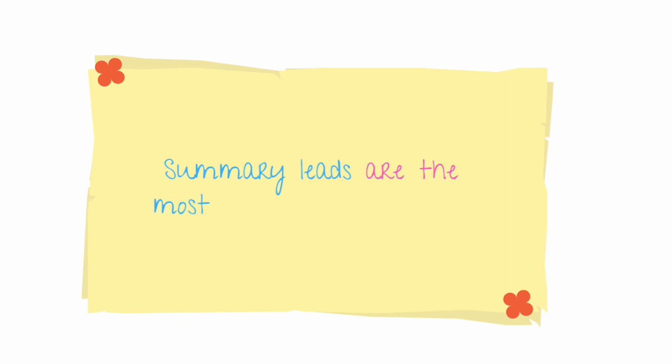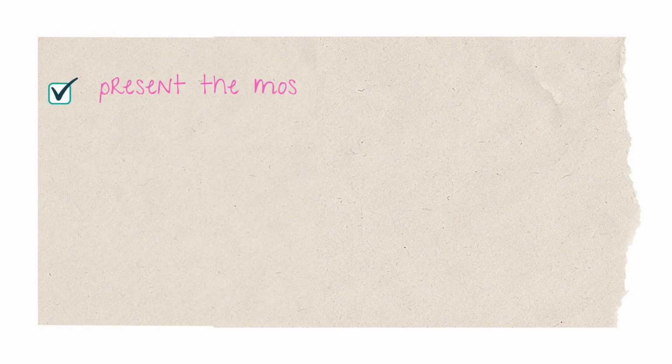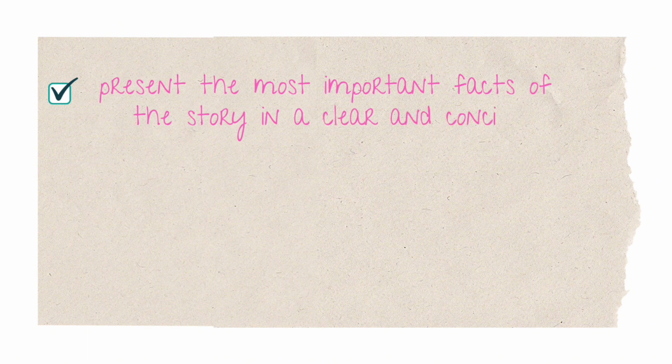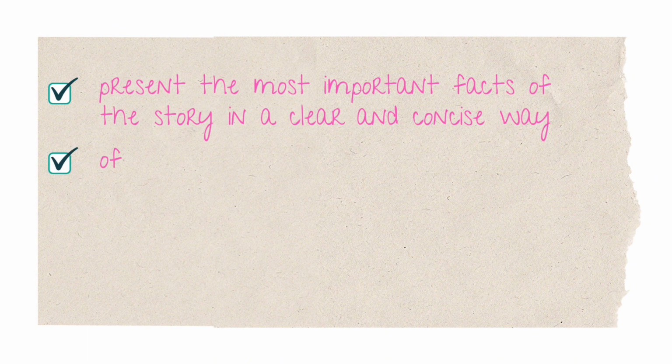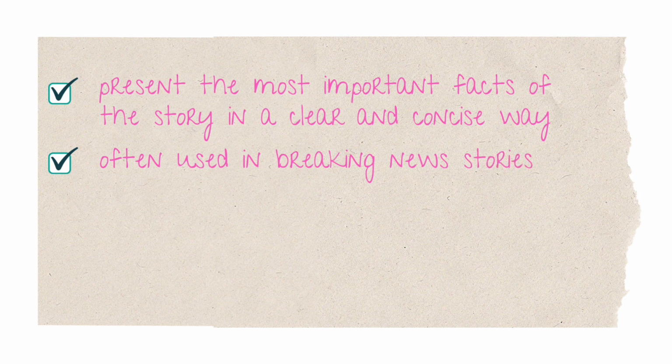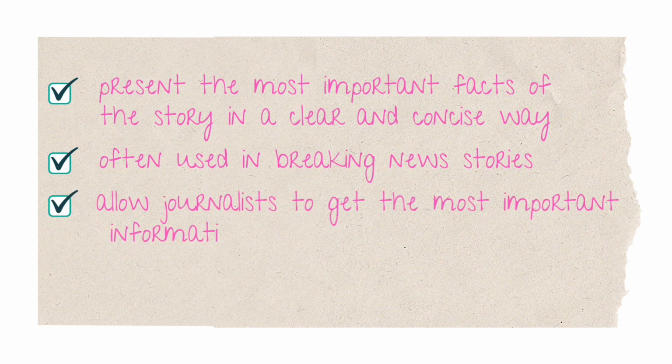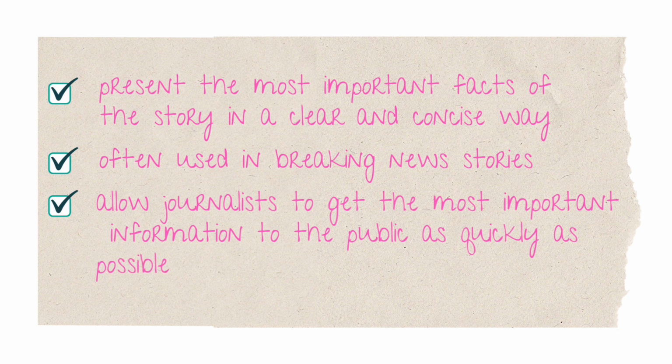Summary leads are the most common types of lead. They present the most important facts in the story in a clear and concise way. Summary leads are often used in breaking news stories as they allow journalists to get the most important information to the public as quickly as possible.